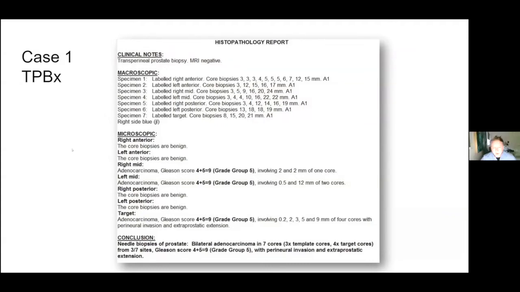So we've got high-grade disease, 4+5, grade group 5, up to 12 millimetres in the left mid, smaller volume in the right mid, and as you said, the target has also got quite high volume, 9 millimetres in 4 of the cores, also demonstrating perineural and extraprostatic extension. So that was a very nasty surprise.